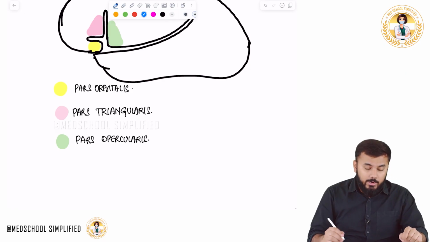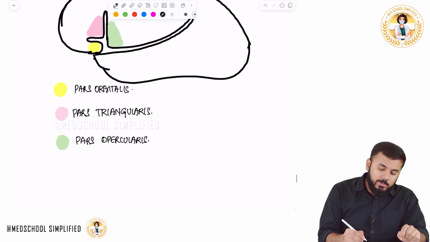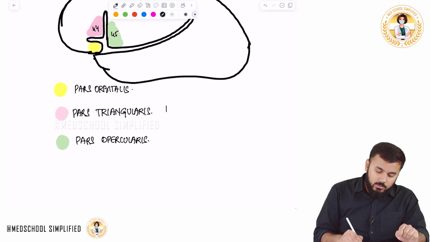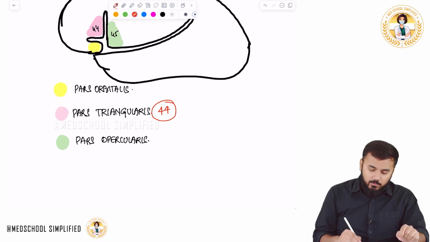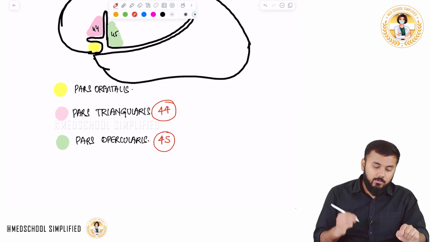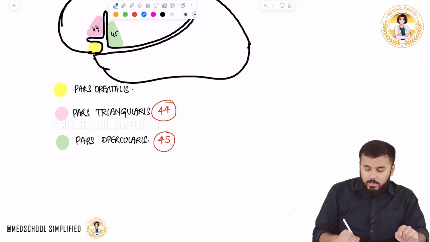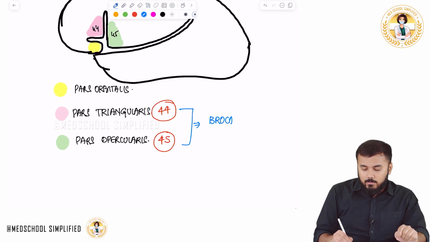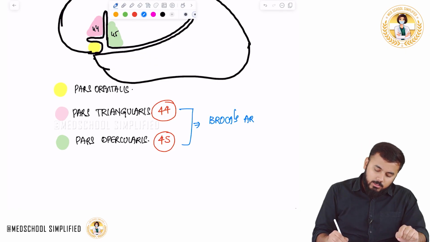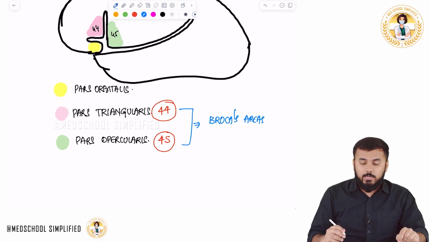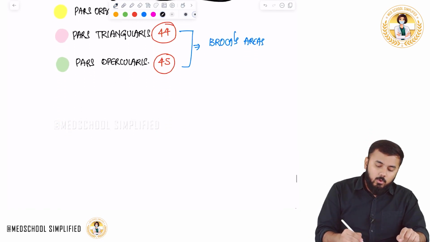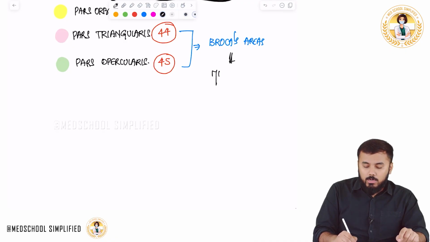Now in these three important areas, what did I tell you? I told you specifically that this area is Brodmann area 44, and this area is Brodmann area 45. These two areas together you call Broca's area. What is Broca's area? Broca's area is nothing but your motor speech area.